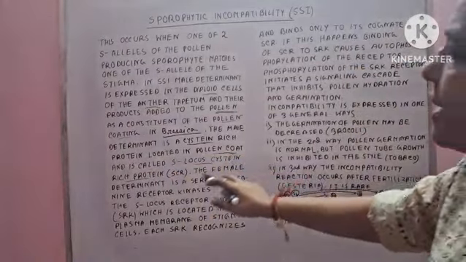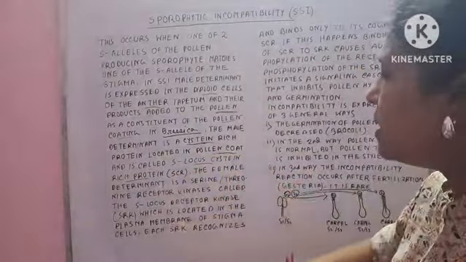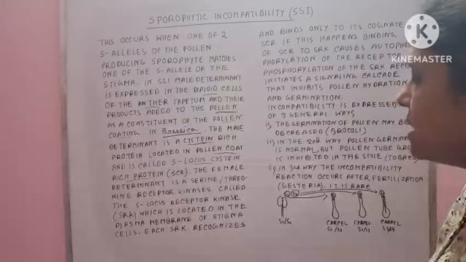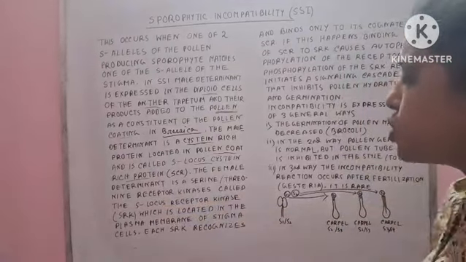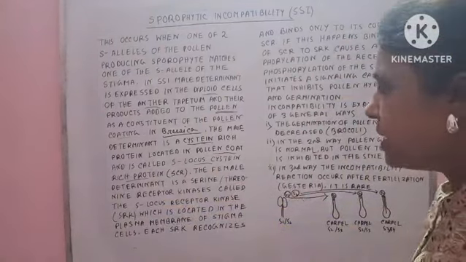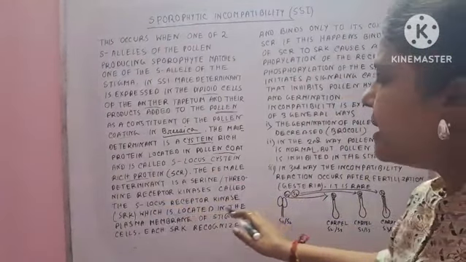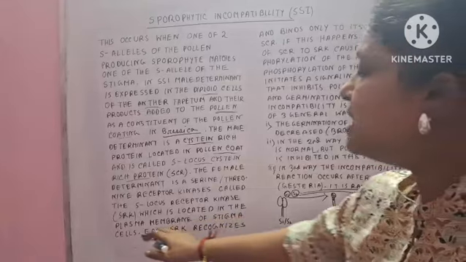And the female determinant is which one? This is the serine or threonine receptor kinase, and this is called the S locus receptor kinase. So kinase is another kind of protein. Clear? And this is located where? In the plasma membrane of the stigma cells.